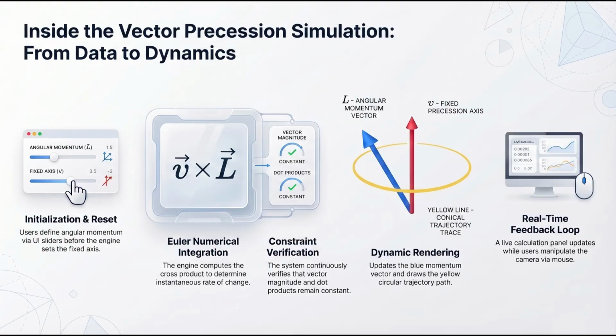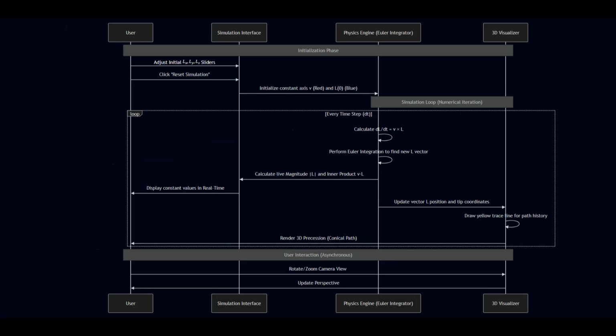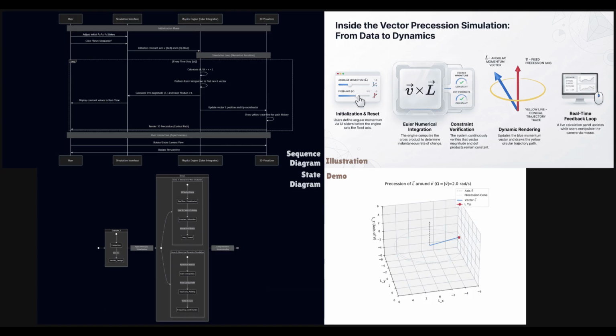Together, these two diagrams transform the static proofs of the derivation sheet into a dynamic narrative of movement and conservation, showing that the vector is continuously pushed in a direction perpendicular to both itself and its axis, resulting in a steady, predictable precession.